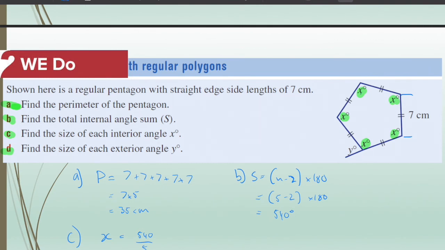So the last one is a fairly typical kind of question you might get asked. You should remember that a straight line is 180 degrees, and what we have here is a straight line. So x plus y should be 180 degrees. That means y is 180 minus 108. That's what x is. So y is 72 degrees.